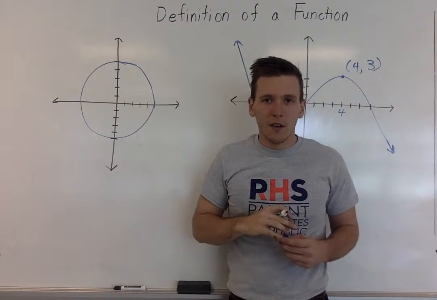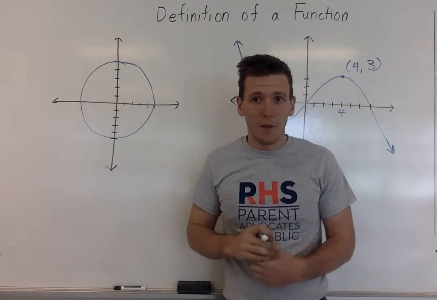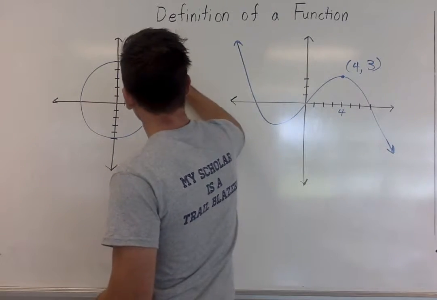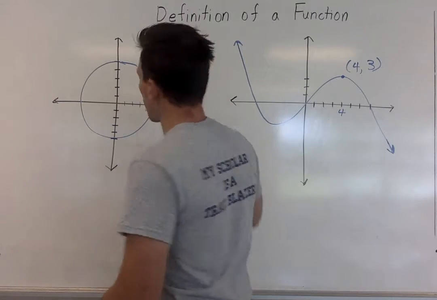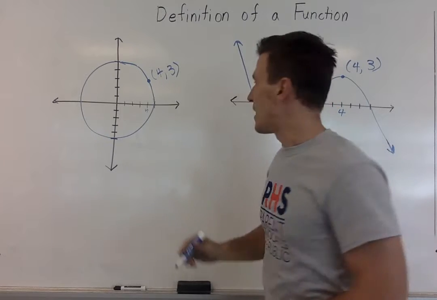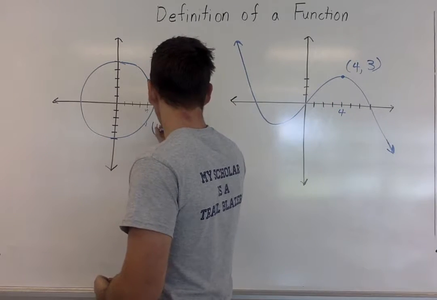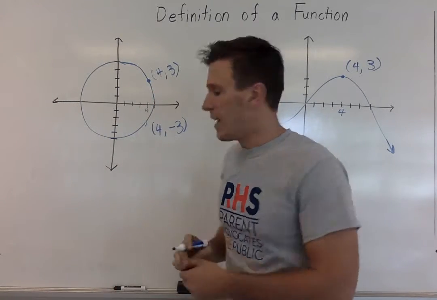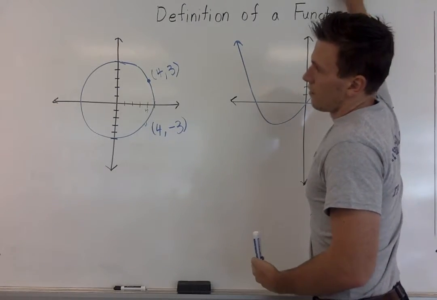This function will fail the vertical line test and therefore not actually be a function at all. Check it out. If I plug in the number 4 right here, well, one time I might get out 4, 3 up here, but then if I just decide to check the other side of things, I might actually get out 4, negative 3.